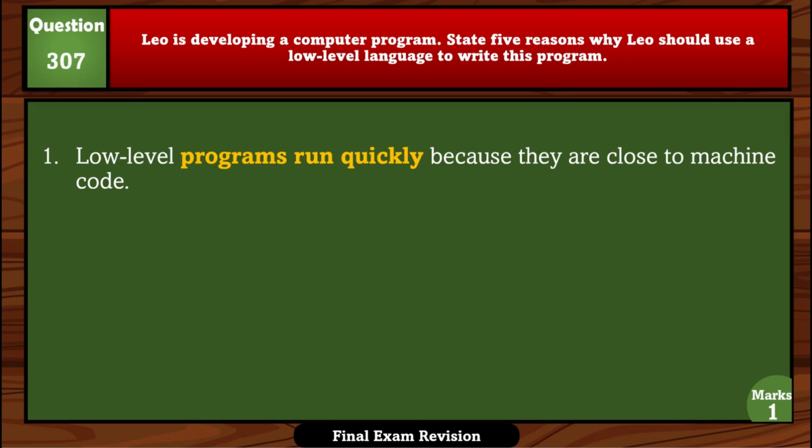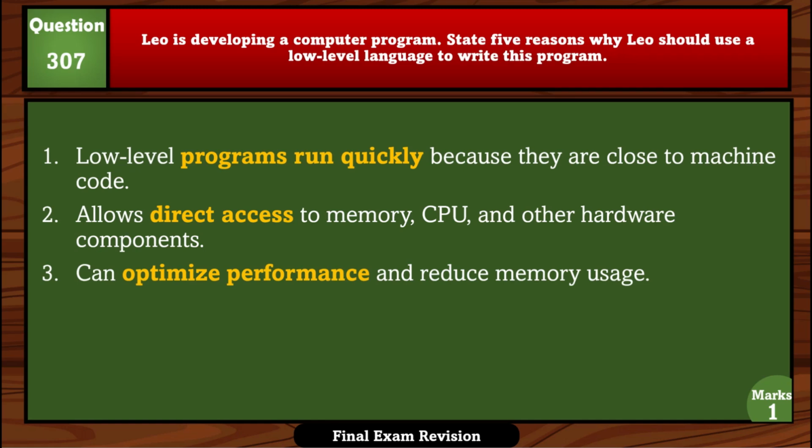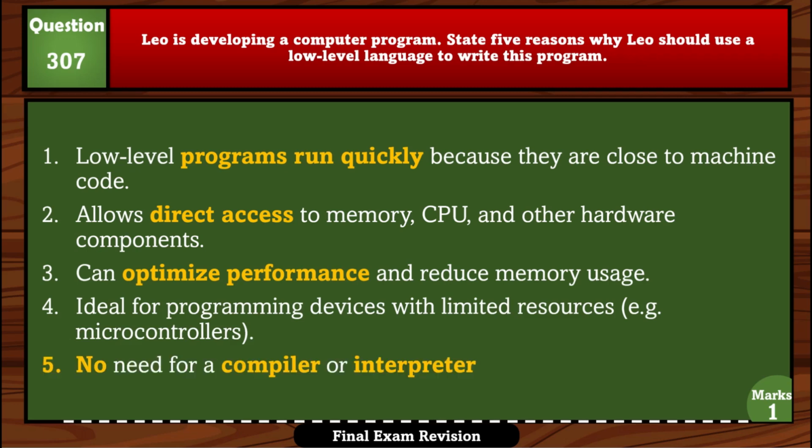Number 1, low-level programs run quickly because they are close to machine code. Number 2, allow direct access to memory, CPU, and other hardware components. Number 3, can optimize performance and reduce memory usage. Number 4, ideal for programming devices with limited resources, for example, microcontrollers. And number 5, no need for a compiler or interpreter.